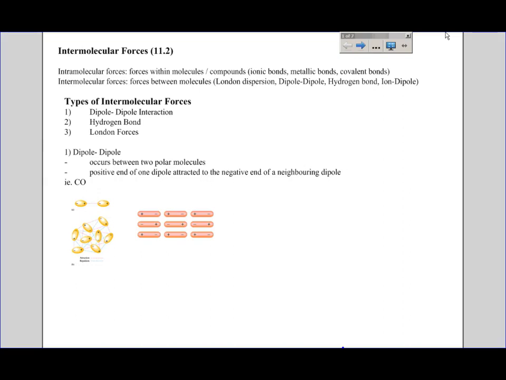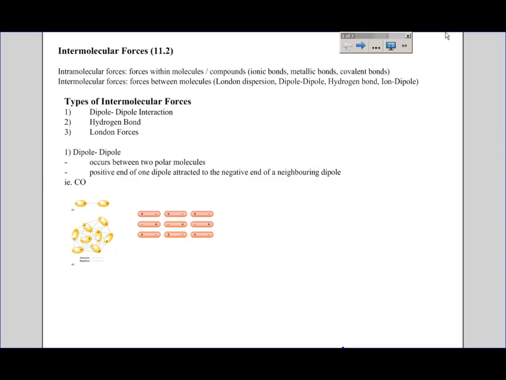In this lesson, we will learn how to identify the types of intermolecular forces between molecules and also discuss some of the properties that can be compared using intermolecular forces. Now, first we must distinguish between intramolecular forces and intermolecular forces.